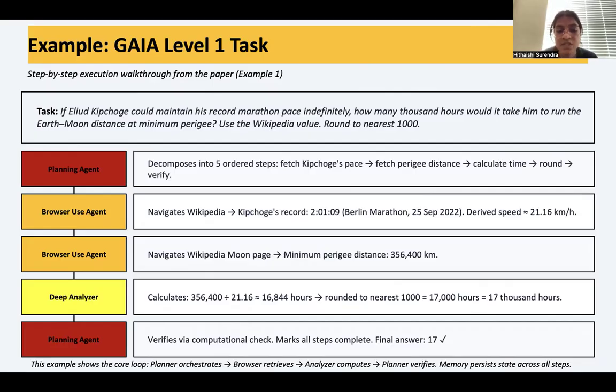What this basically shows is the core loop. The planner routes, the browser retrieves, the analyzer computes, and the planner verifies. So all of it happens with state persisting across every step.